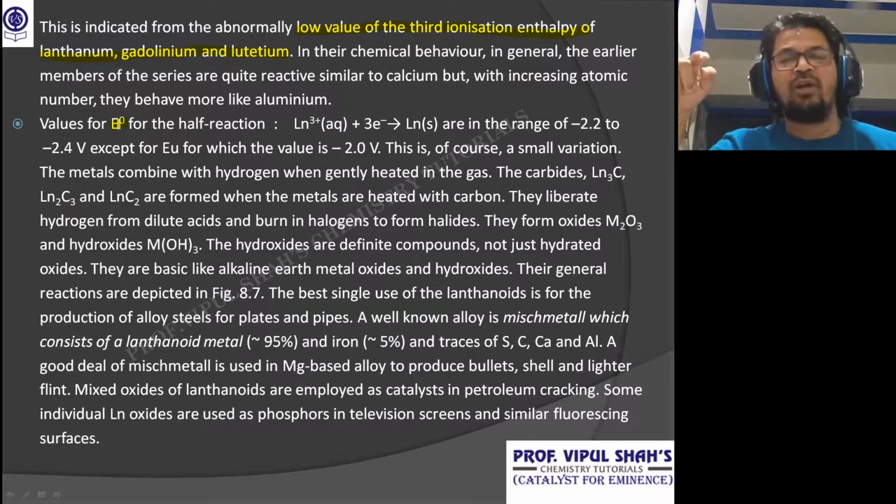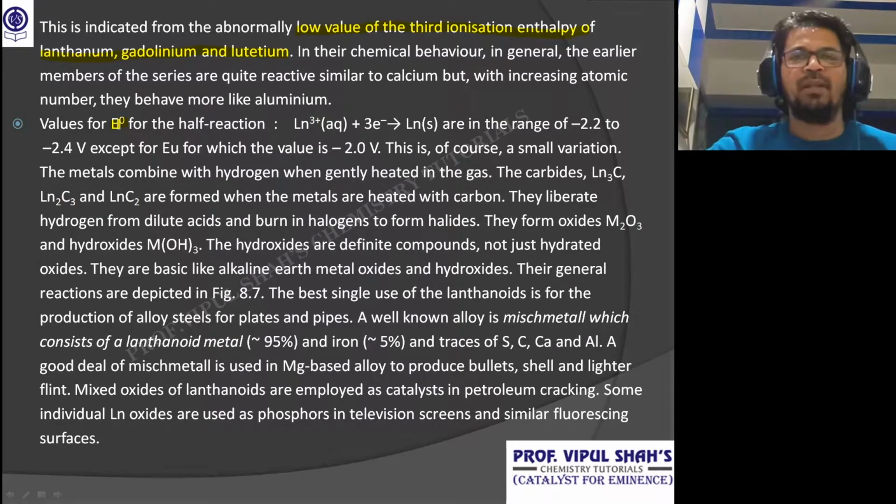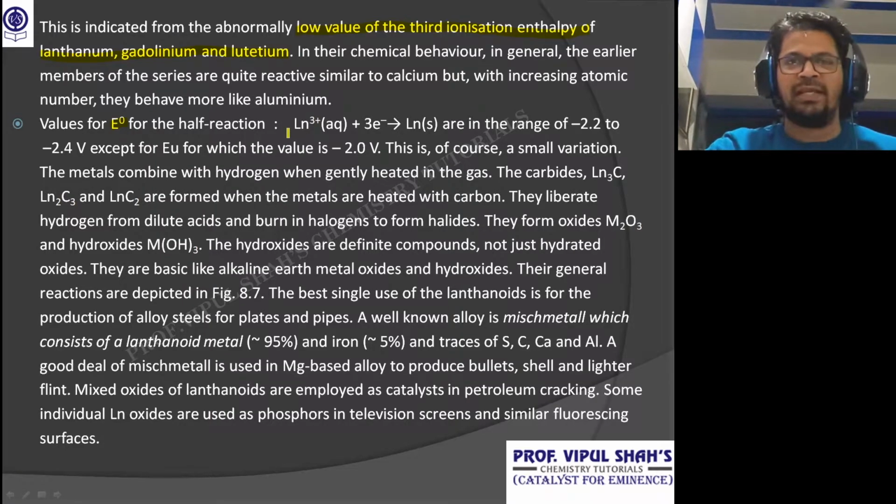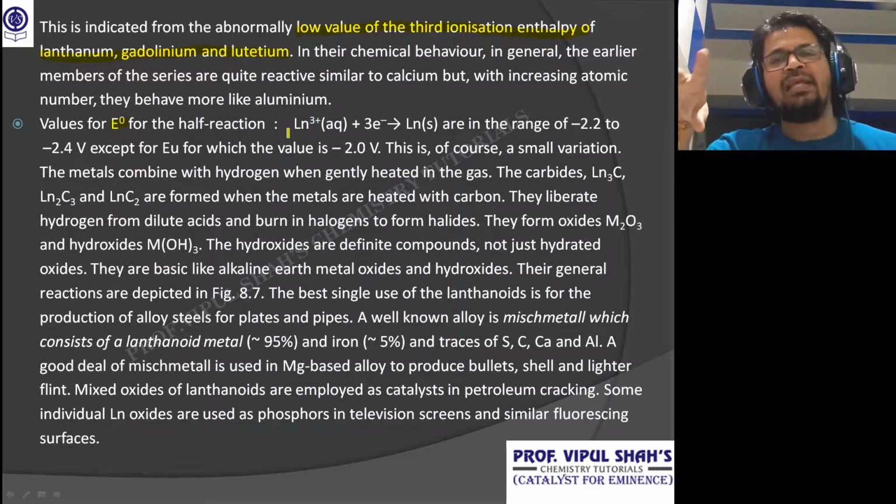If the E0 value is more for reduction, it is placed above hydrogen. Less for reduction but more for oxidation, that is with a negative value of SRP, is placed below hydrogen. Clear? That's the part. Now all the Ln3+, Ln is basically a general way to write all lanthanides. Remember, Ln is not lanthanum, lanthanum is La. Ln is a general form for all lanthanides, 58 to 71.